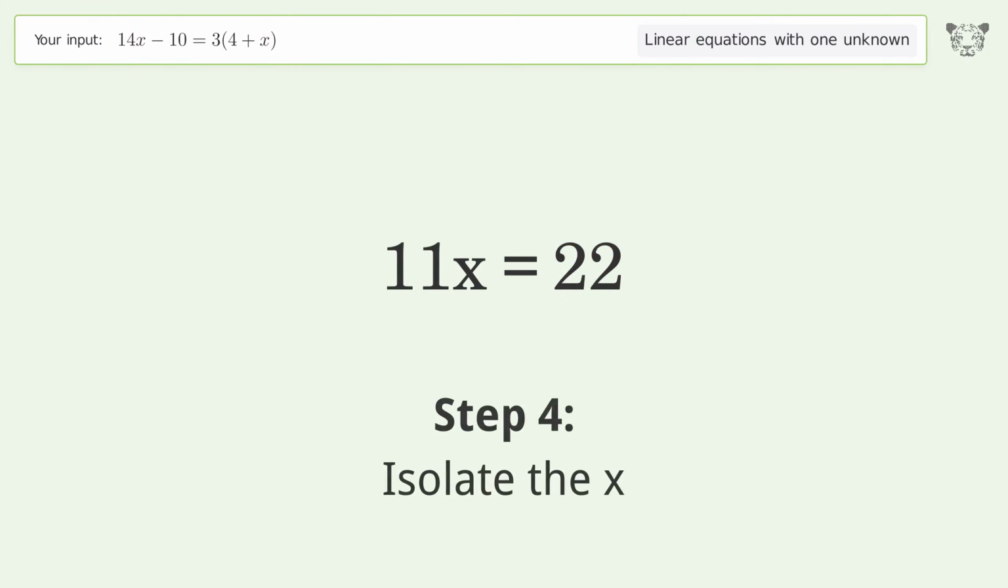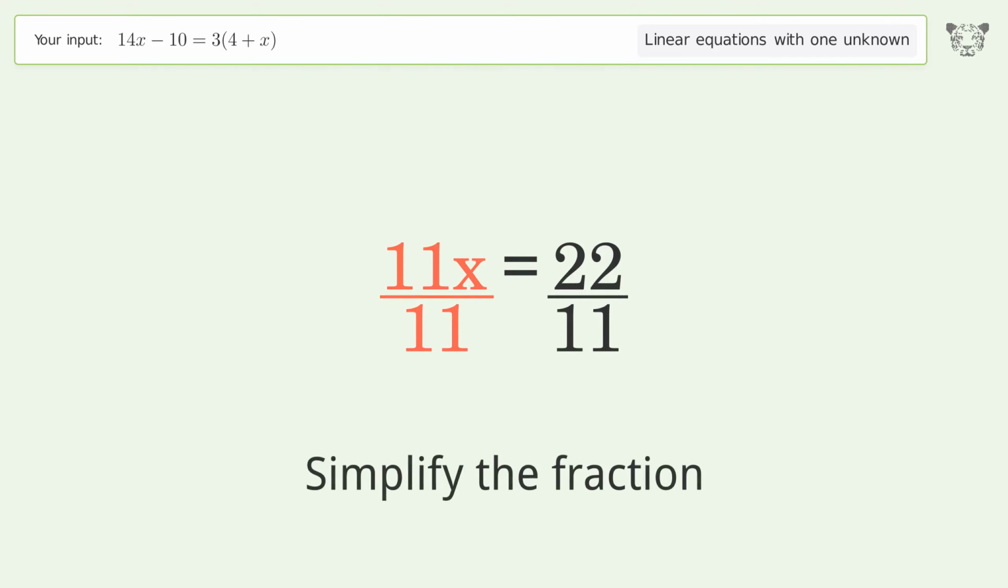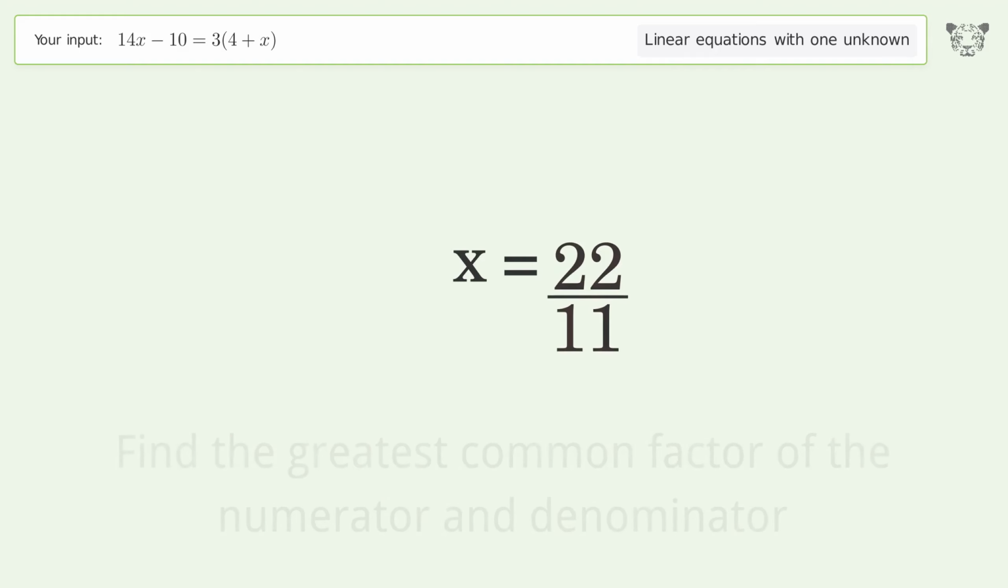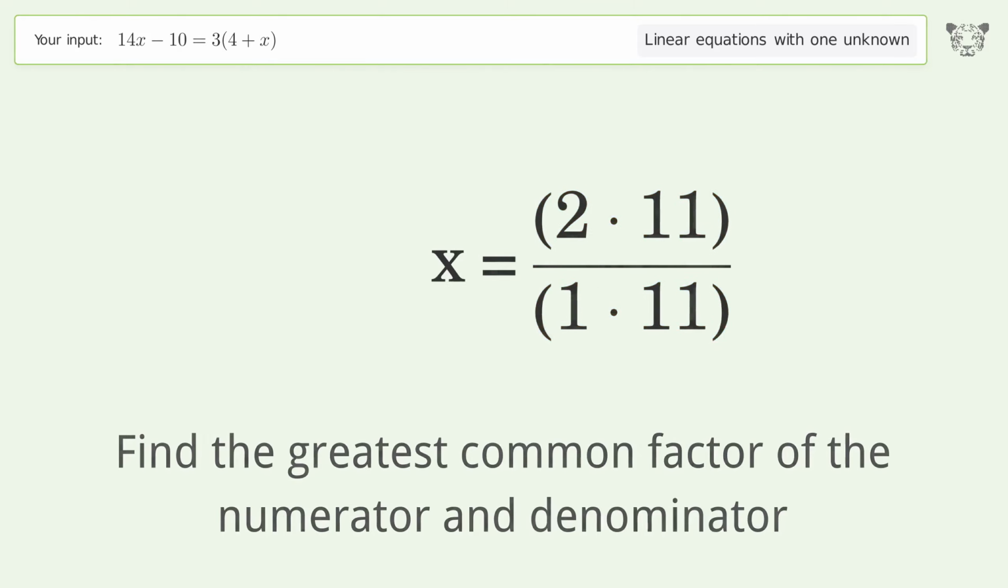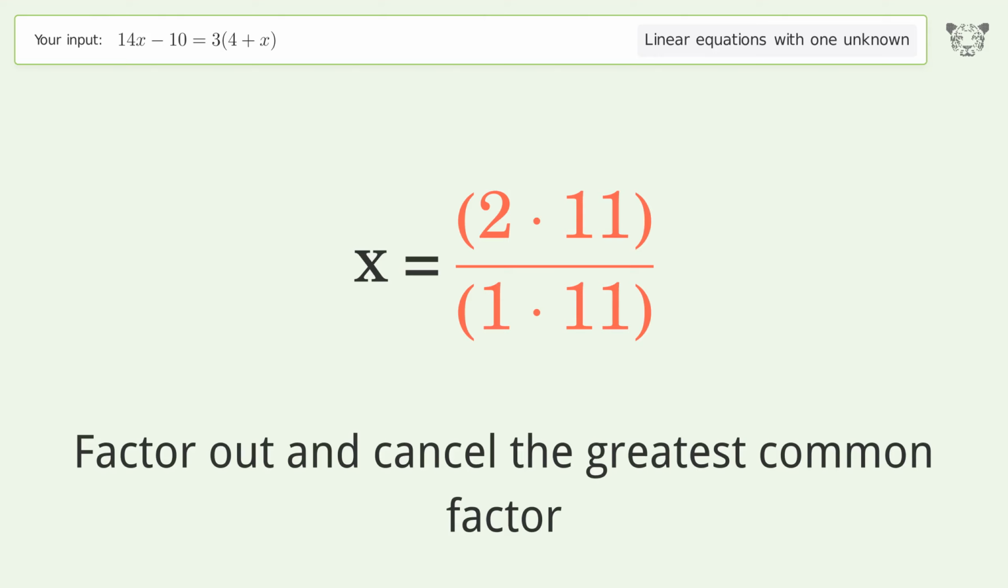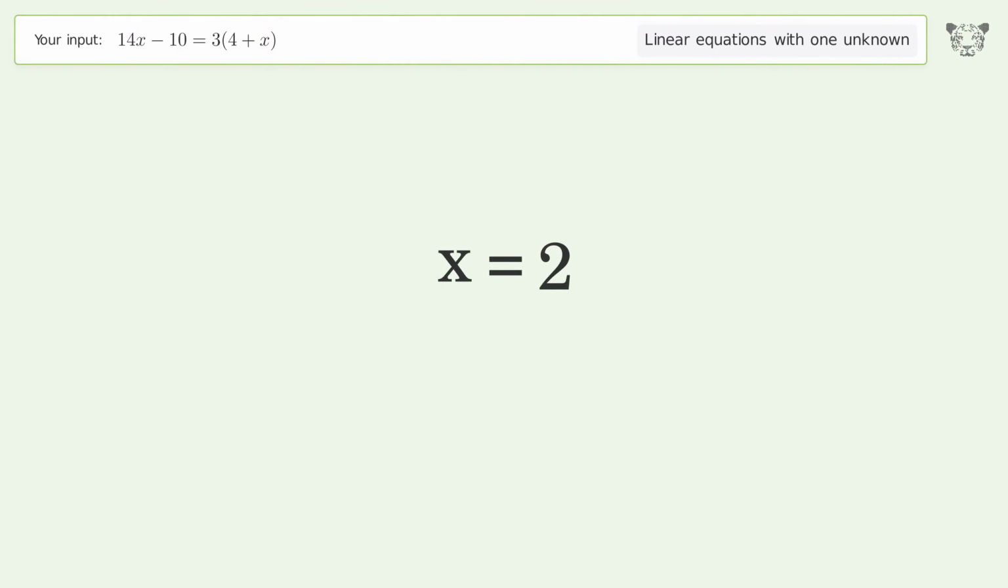Isolate the x. Divide both sides by 11. Simplify the fraction. Find the greatest common factor of the numerator and denominator. Factor out and cancel the greatest common factor. And so the final result is x equals 2.